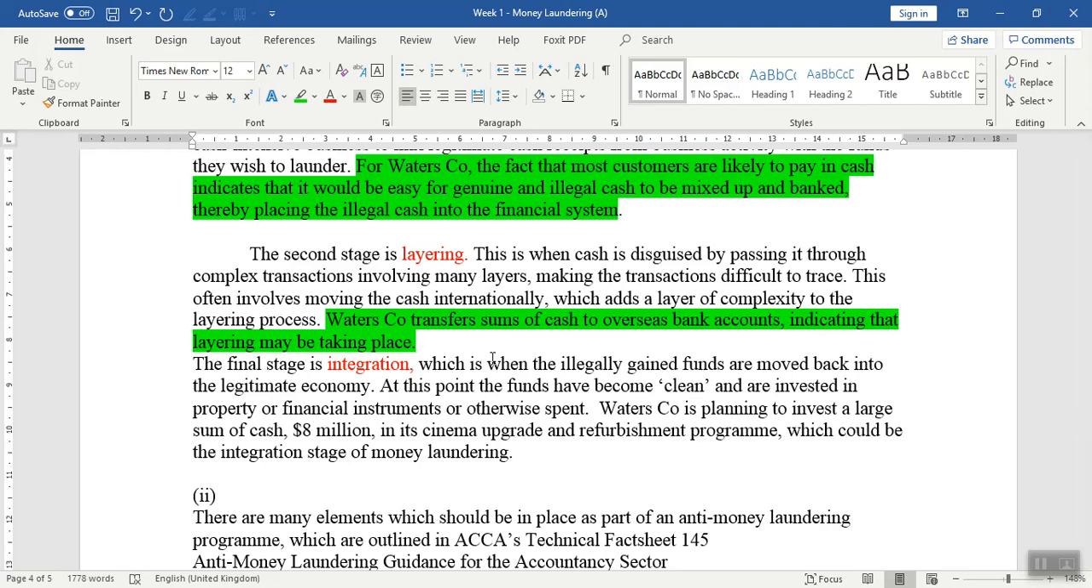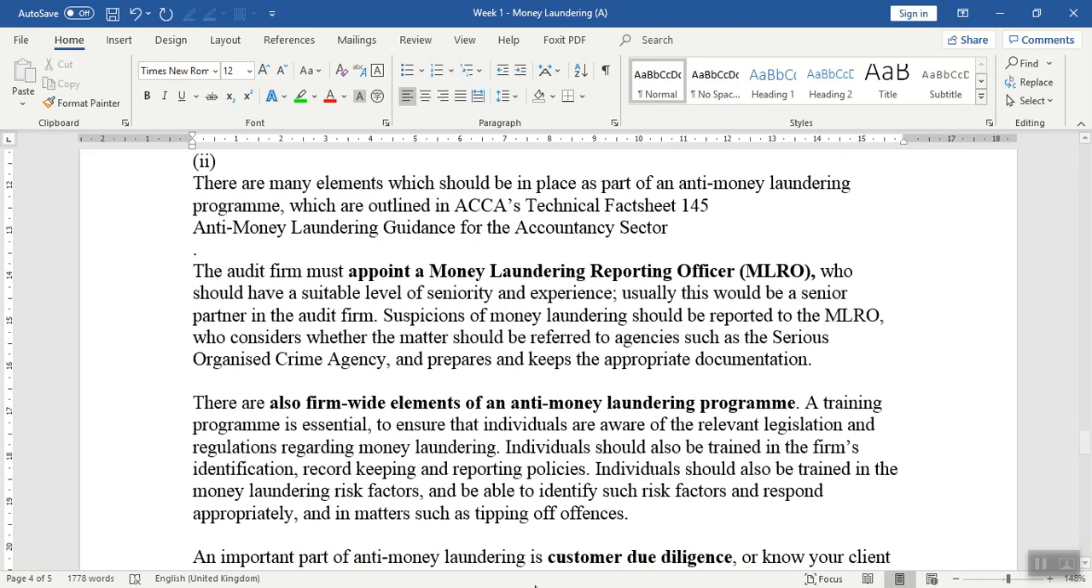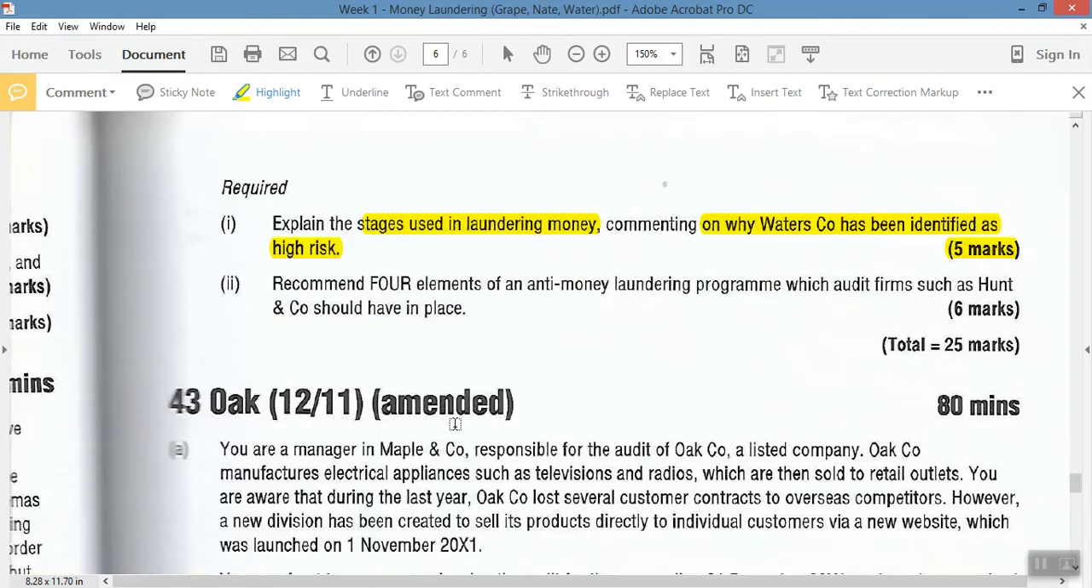Okay, so can you see or not? So the last one for today. Recommend 4 elements of an anti-money laundering program. Just now, they asked you the first question, policy and procedure. And now they ask you anti-money laundering program. In the lecture notes, if you still remember, I put a slash there. They are the same.